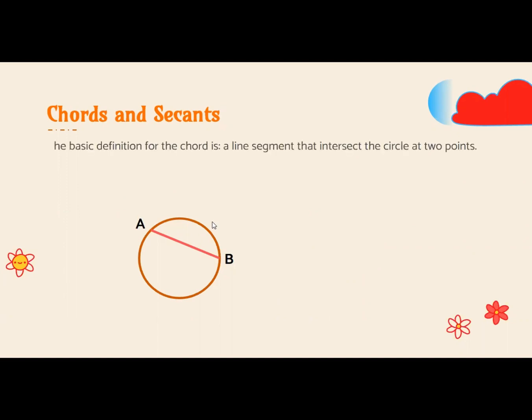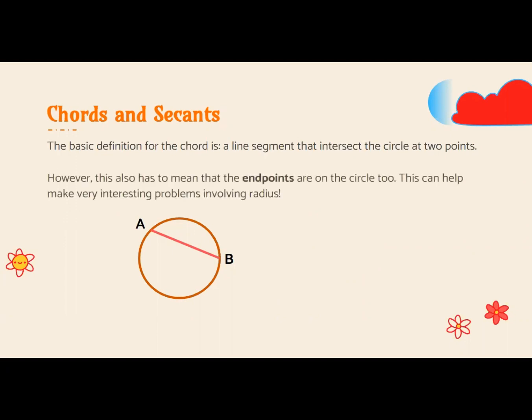So first, let's talk about chords. The basic definition of a chord is a line segment or just a line that intersects the circle at 2 points. However, this also means that the endpoints are on the circle, so you can make some pretty interesting problems that involve radius. This is the difference from a secant to a chord. The chord has to be on the circle. It cannot be a little bit over, it cannot be a little bit under, it has to be on the circle, 2 points. And that is the difference between a chord and a secant.